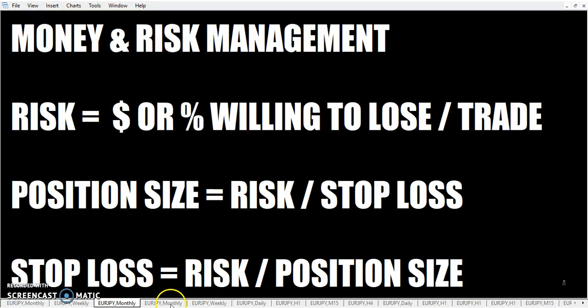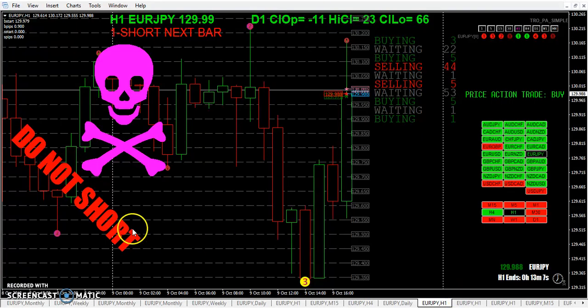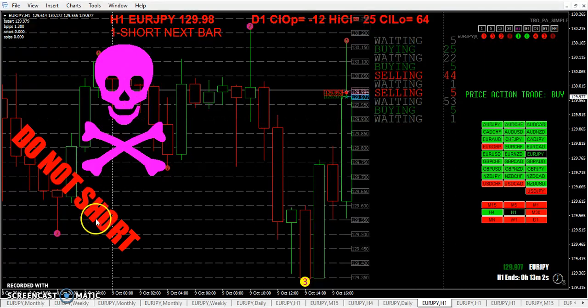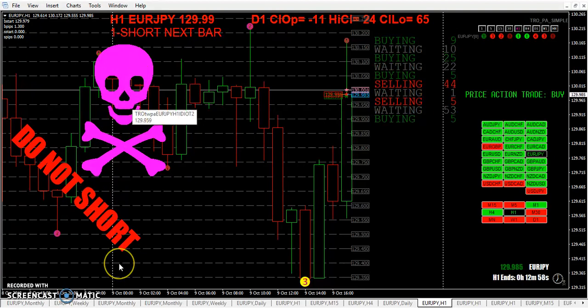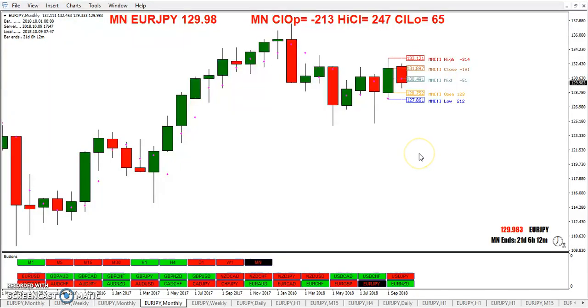You can do things like what I do. Where is it here? It's just like, hey, do not short. You see that skull up there? It's like, no, you don't want to go short right now. That's what this is telling you. So you automate this so it talks to you. So let's just move on here.